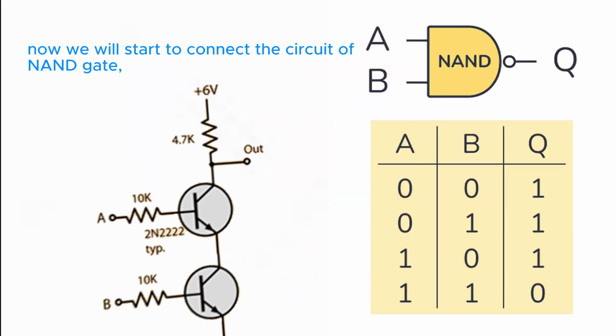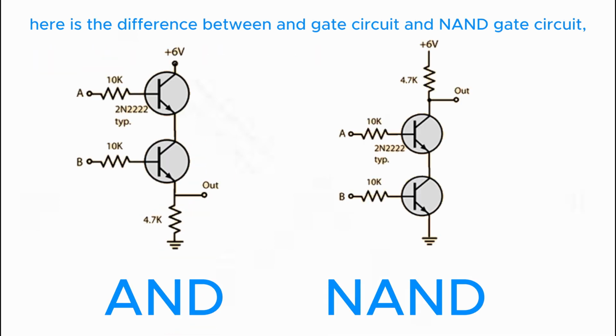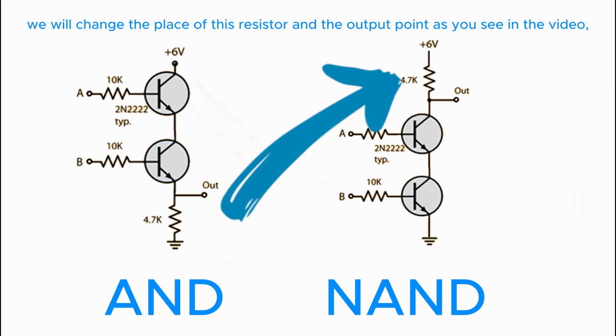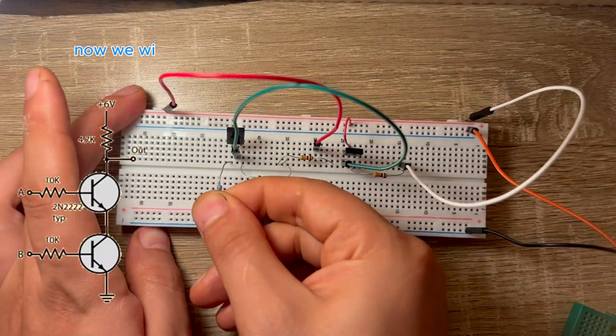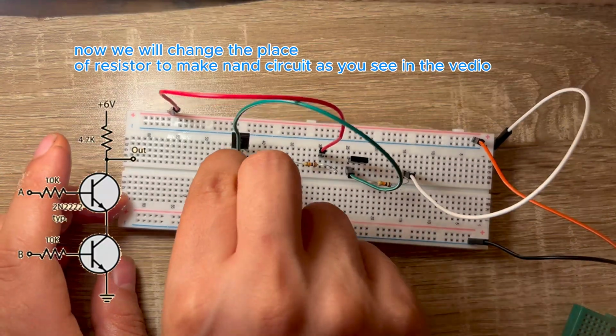Now we will start to convert the circuit to a NAND gate. Here is the difference between the AND gate circuit and the NAND gate circuit. We will change the place of this resistor and the output point as you see in the video. Now we will change the place of the resistor to make the NAND circuit as you see in the video.